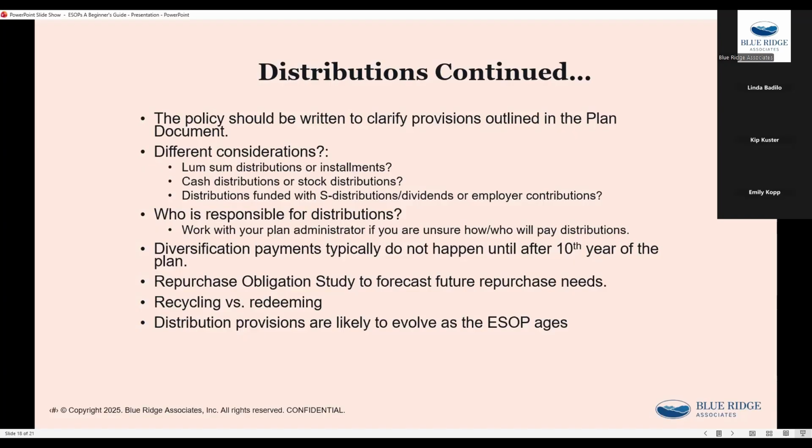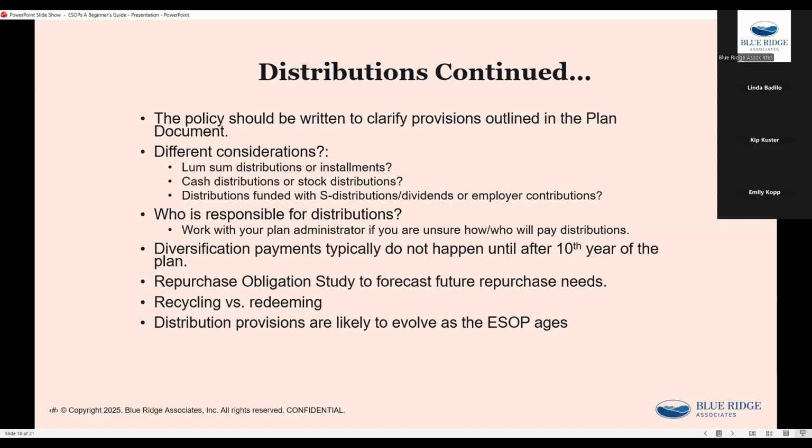Is it going to be an internal thing? Are you going to work with Blue Ridge on this process? We do offer these services for our plans. So making sure that you know how that's going to be handled in advance, and getting those options lined up in advance, is going to help you out and help out your consultant in the long run.